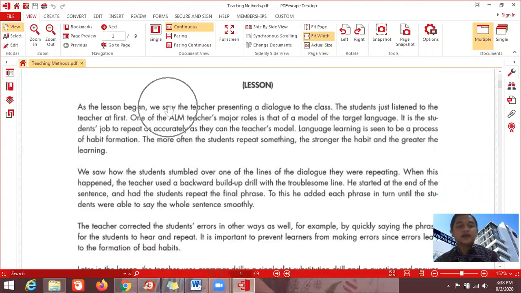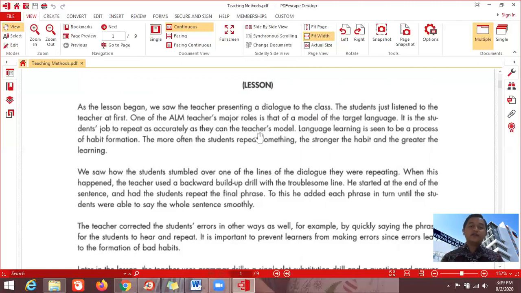As the lesson began, we saw the teacher presenting a dialogue to the class. The students just listened to the teacher at first, because one of the ALM teacher's major roles is that of a model of the target language. It means you give examples. As I told you earlier, the only model that the students have in the classroom is the teacher himself or herself. And then it is the student's job to repeat as accurately as they can the teacher's model. Repeat it again and again.